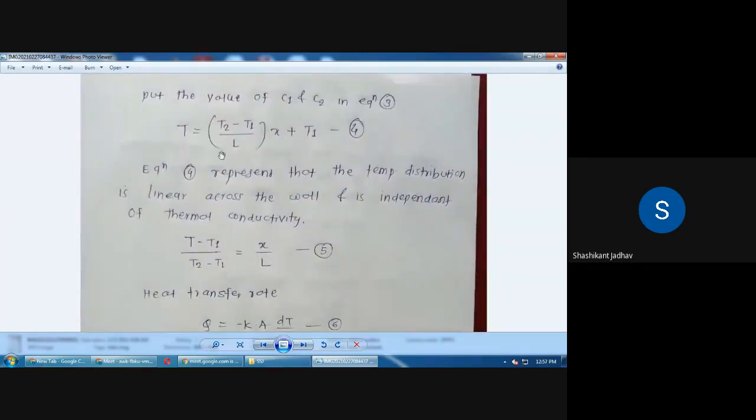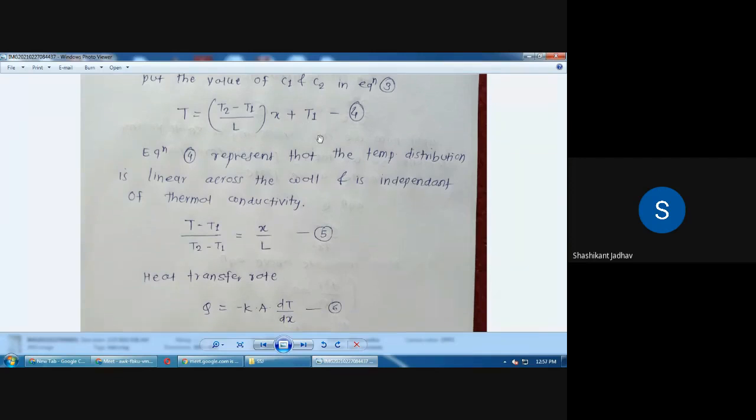What are the boundary conditions from the diagram? If x is equal to 0, then T is equal to T1, and if x is equal to L, then T is equal to T2. So from that we get the values of C1 and C2. C2 is equal to T1 and C1 is equal to (T2 minus T1) divided by L. So we put these values into the equation, then we get T is equal to (T2 minus T1) divided by L into x plus T1.